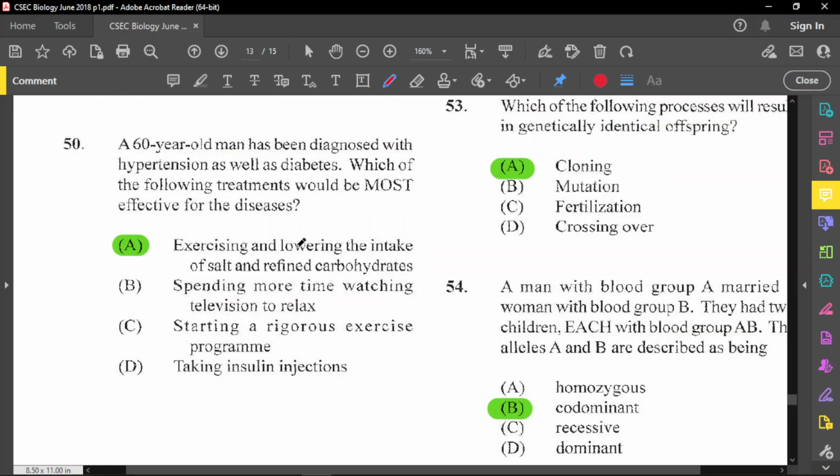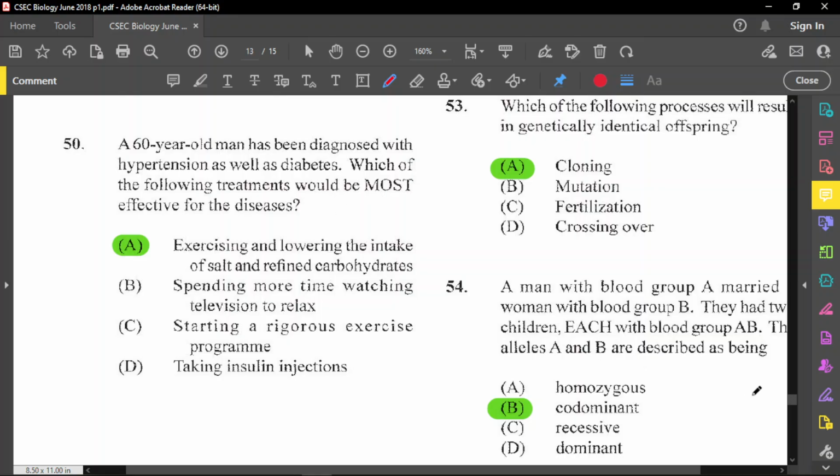So exercising and lowering the intake of salt and refined carbohydrates. Definitely those are direct treatments that could control diabetes and hypertension. Salt is what is affecting hypertension, and the carbohydrates will affect the diabetes or cause diabetes to occur.